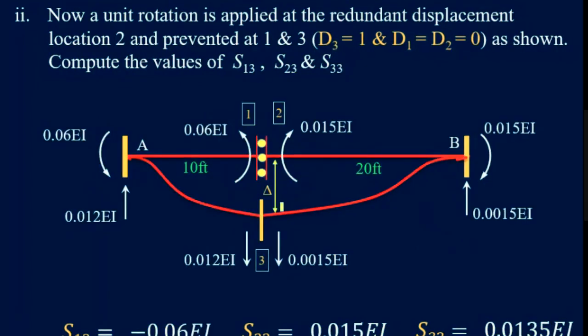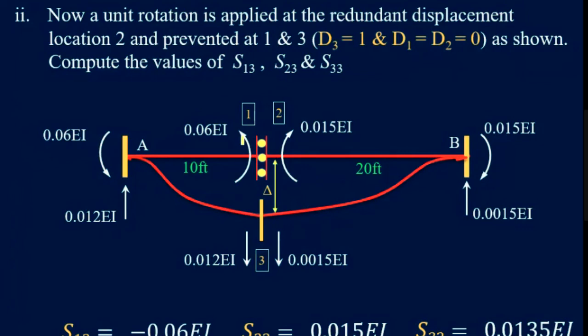Now you need to apply the unit value, unit displacement, D3. So when you give a displacement to this support downward by an amount of 1 inch, the values of this are exactly the same as we did in problem number 2, where the support was settling down by 1 inch.